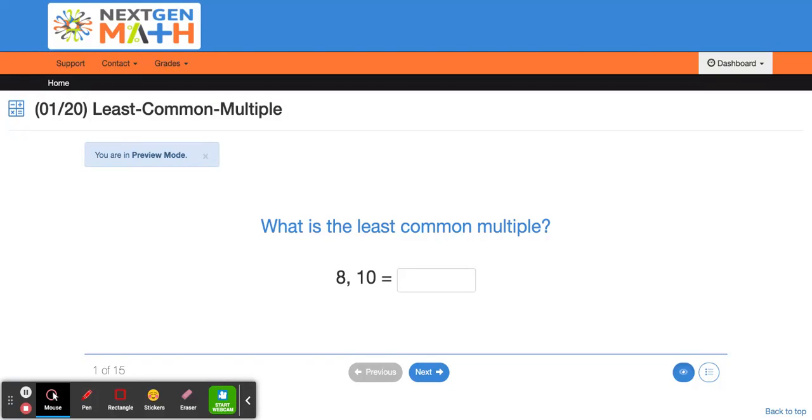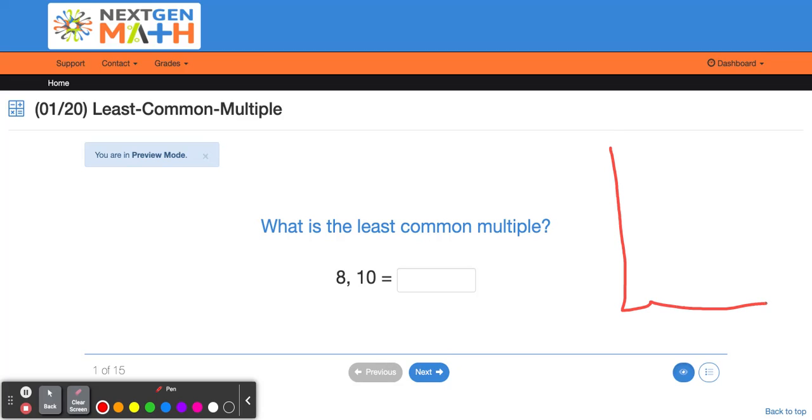You will have to find the least common multiple of two numbers. In this case, this is question number 1 of your assignment titled Least Common Multiple. So we have the number 8 and 10, and it's very simple and very similar to when we find the least common denominator in a fraction. So we're going to create our least common denominator box, but we're not going to call it that. We're just going to call it least common multiple.